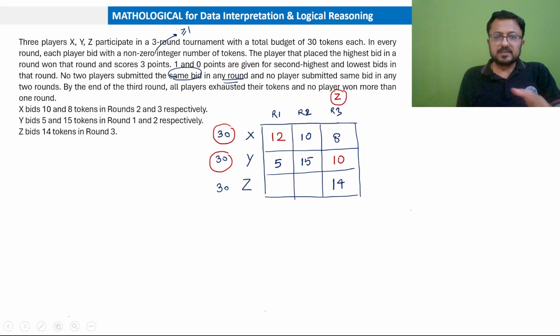Okay. Now as far as round 1 and 2 are concerned, we are sure that Z has not won any of these rounds. That we are sure about. ठीक है, Z has not won any of these 3 rounds. अब अगर Z ने नहीं जीता है, because Z has already won round 3, so in that case round 1 कौन जीता होगा? Because round 1 में highest bid किसका है? X and Y में higher bid is for X, and definitely since Z cannot win any more round, so X must have won this round 1. And if that is the case, then Y must have won round 2. Isn't it so?